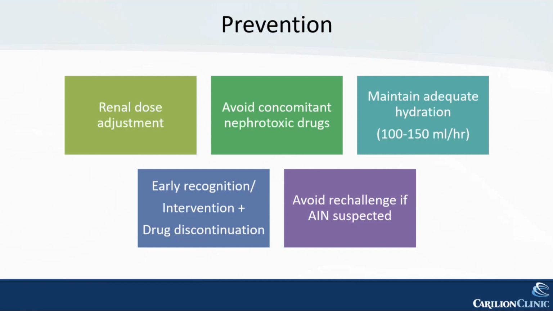And then if AIN is suspected, avoiding a rechallenge, because we know in that situation we may see a more quick onset in the repeat situation. Whereas, more of an ATN situation may be more dose related. So a rechallenge with a more appropriate dose may be a possibility in cases of ATN.